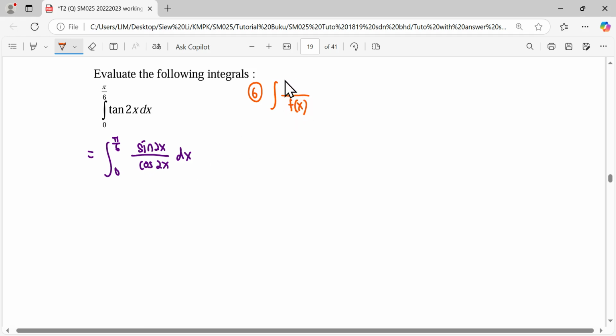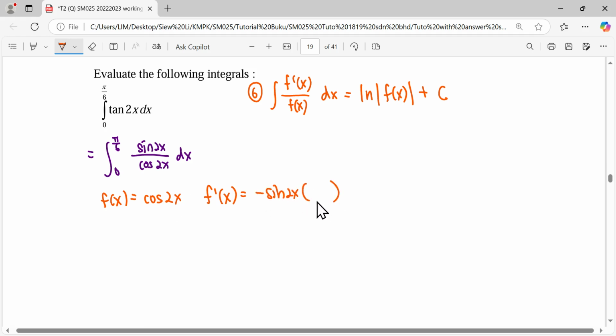It's a trigo function. We check whether we have f prime x, the differentiated function, at the numerator. If we have that pattern, we can directly integrate using the formula, which brings the answer straight back to the ln function plus c. Now we observe the denominator function fx, which is cos 2x. When we differentiate cos, we get negative sine 2x, and we differentiate the angle, we get 2. So we should get negative 2 sine 2x.